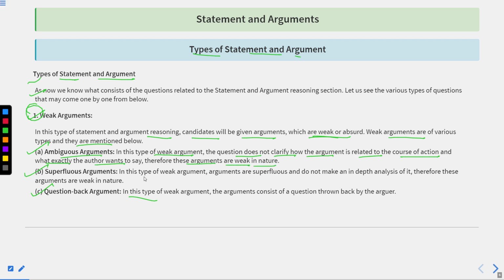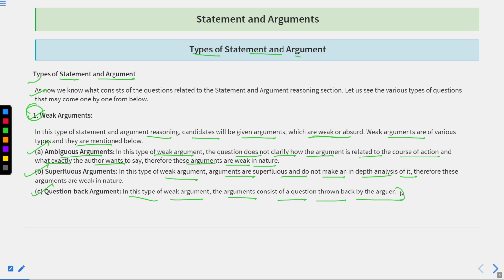Superfluous arguments. These weak arguments are superfluous and do not make an in-depth analysis of the matter. Therefore, these arguments are weak in nature. Question back arguments. In this type of weak argument, the argument consists of a question thrown back to the arguer.